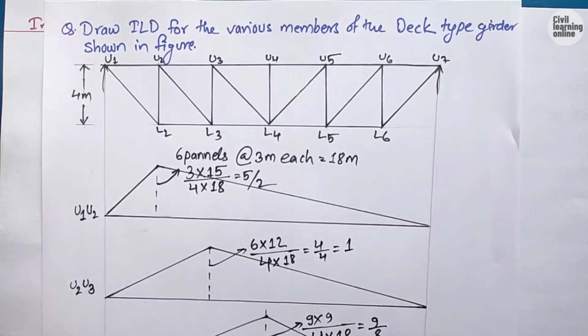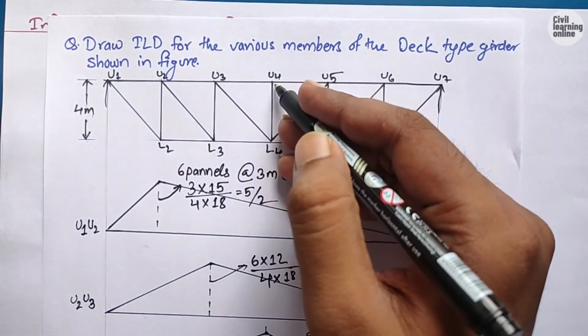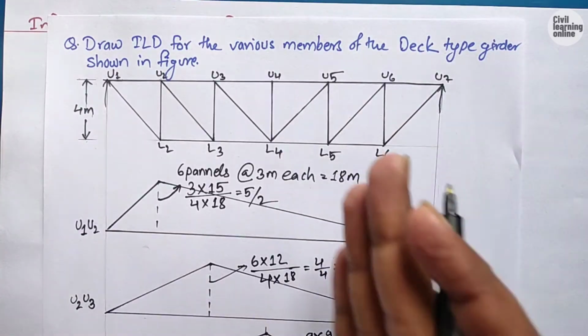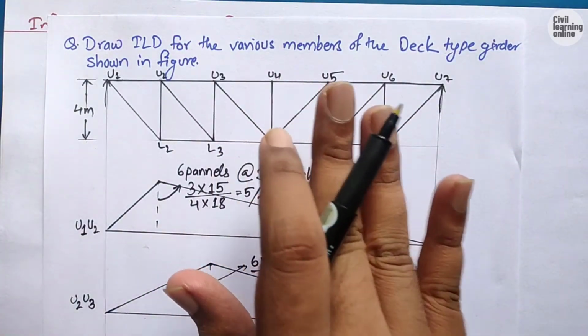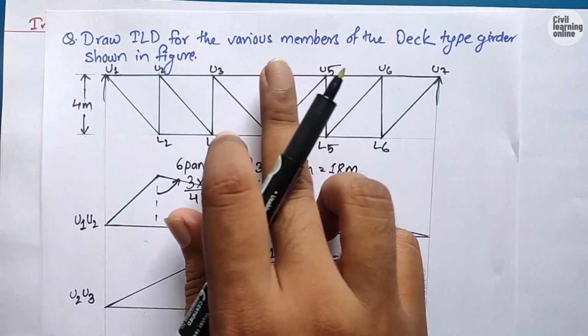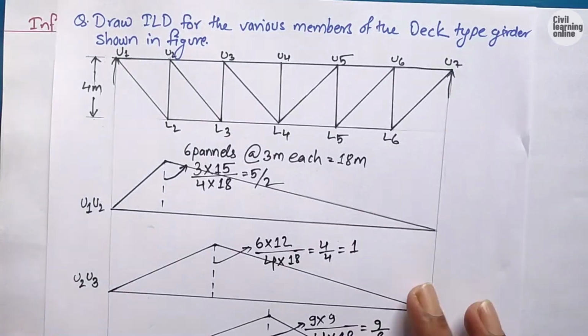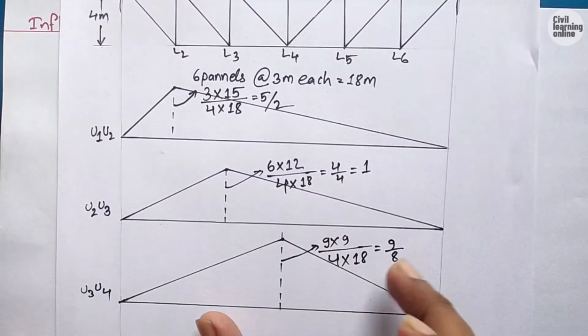So guys, as you can see, our truss is symmetrical about the vertical member u4 L4, so we do not need to calculate the influence line diagram for the members on the right of this node u4. This much is for the upper chord members.